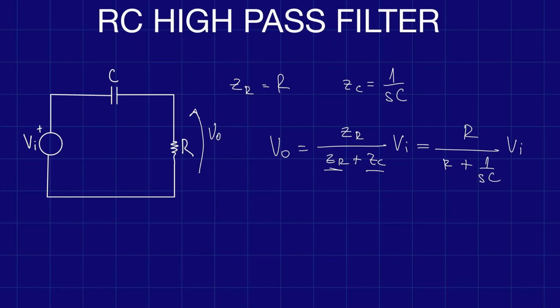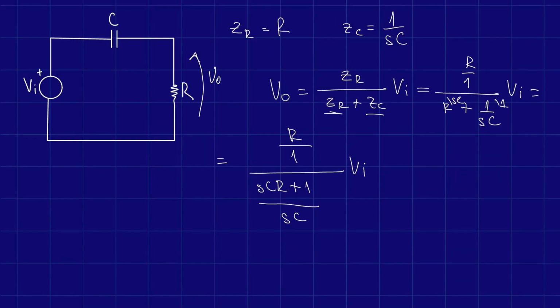So now we just want to make one clean fraction. R we can rewrite as R divided by 1, so it's easier for us to make one clean fraction. Here, this we multiply by SC, this by 1. So we have R divided by 1, over SCR plus 1 divided by SC, times VI. Now we multiply the top by the bottom and the middle by the middle, and we have SCR in the numerator divided by SCR plus 1, times VI.